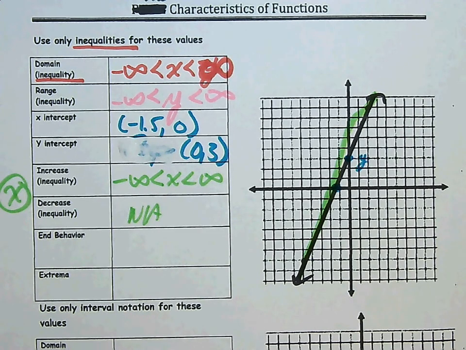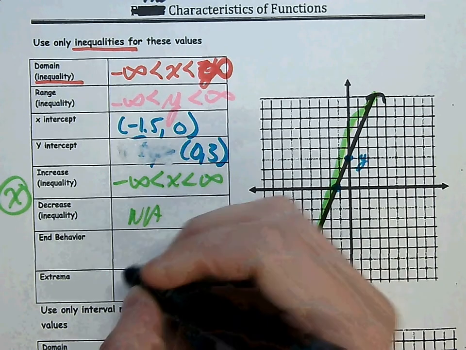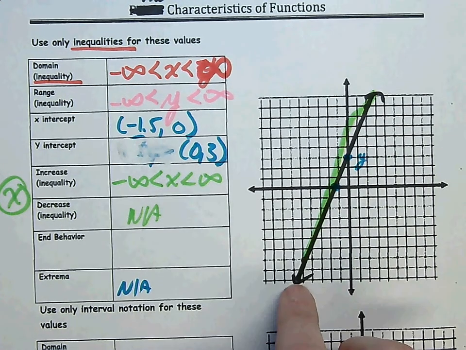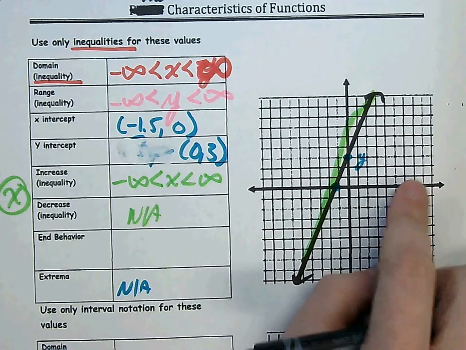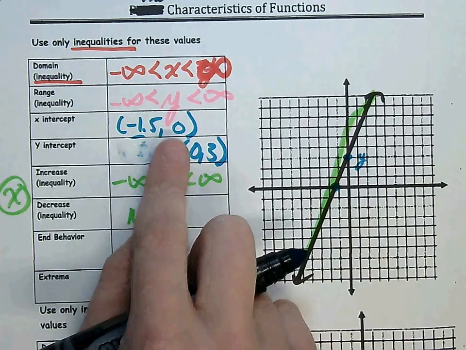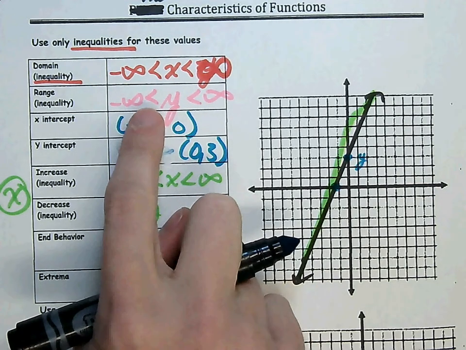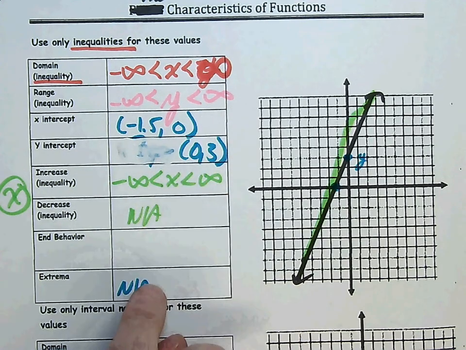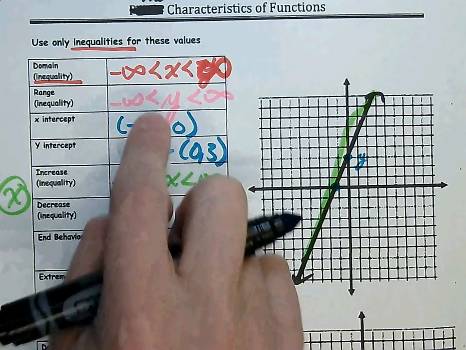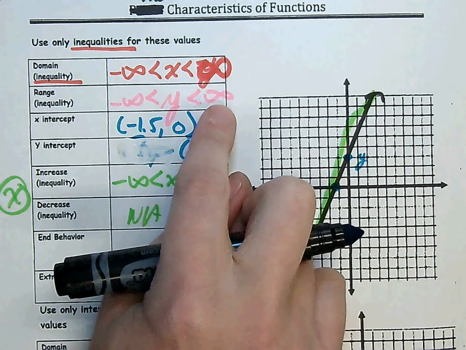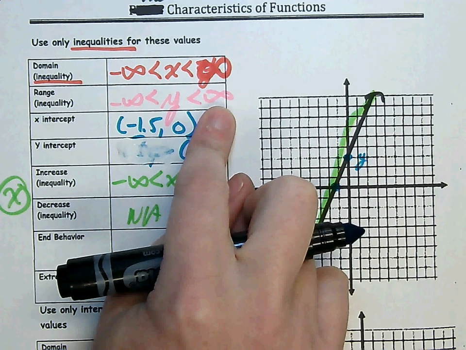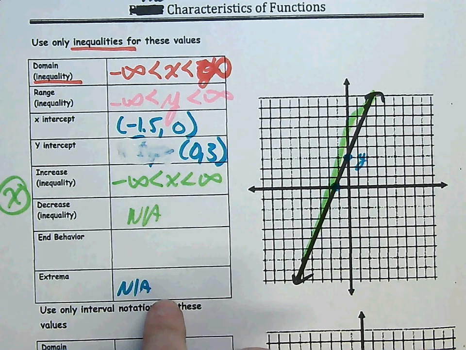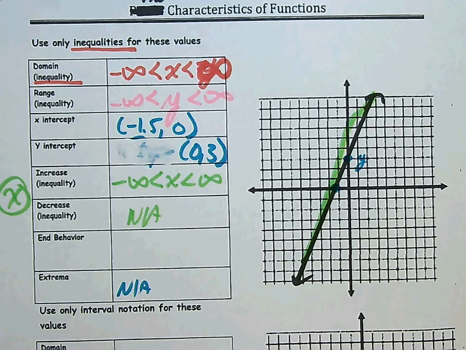Let's hit extrema real quick first. Is there any? No. There's no minimum because it goes down forever. There's no maximum. Here's a little trick for you. If your range has no floor or ceiling, then you will not have a minimum or maximum. So if you don't have a number here, and you don't have a number here, you have the infinity symbols, you don't have an extrema. And we'll discuss that again as we go through.